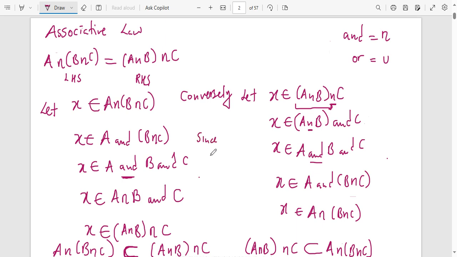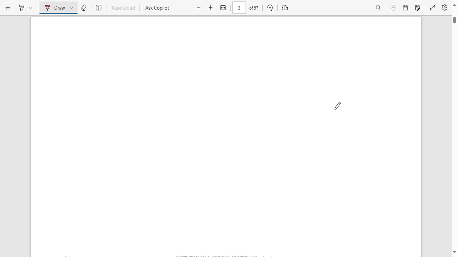Since left hand side is a subset of the right hand side and right hand side is a subset of the left hand side, then left hand side is equal to right hand side. So that is how we're going to be able to show. That is how you show the law of associativity. So we have proven, or we have verified, the associative law.